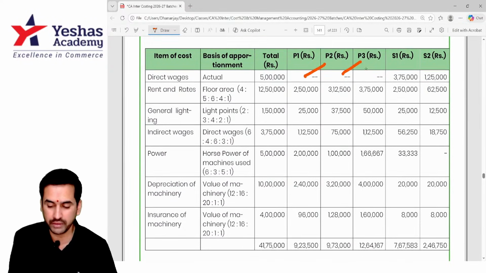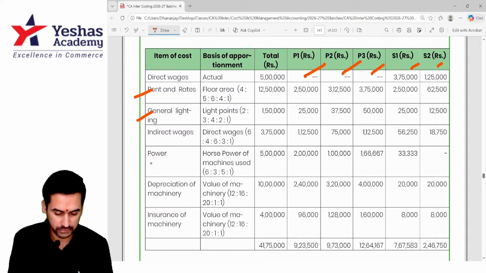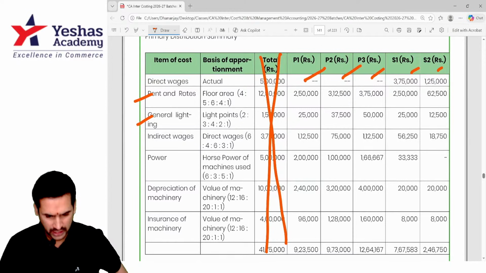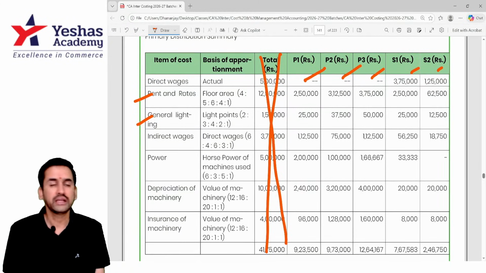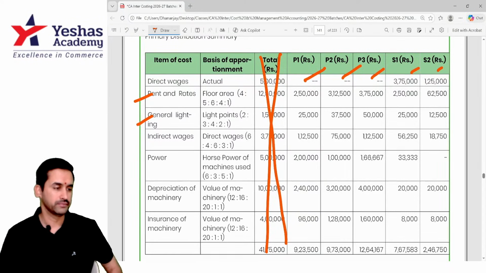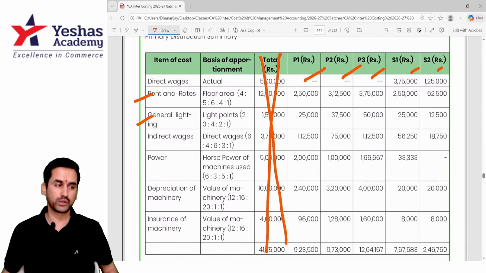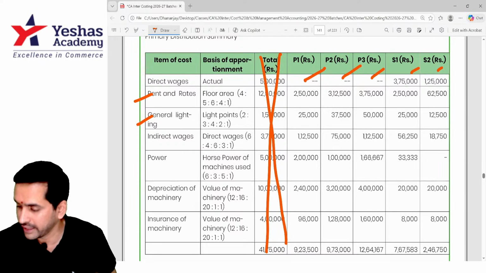Direct wage, remember P1, P2, P3 you should not take. S1, S2 to be taken. Rent, lighting, etc. This total, if you do not write also, it's okay. A lot of students ask this question. Sir, in ICAI answers, they print this. This total is there already in the question. Your job is not to write the total once again, correct? You need to apportion, sharing. That is your job. So item, basis, directly P1, P2, P3, S1 and S2. That should be enough.